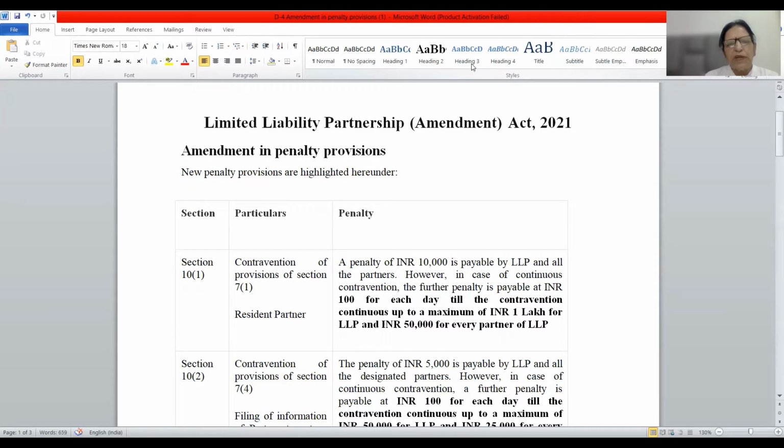Today friends, I am going to take up LLP Amendment Act 2021. There are a number of provisions and amendments which took place under this act, and there are certain amendments which took place in penalty provisions also. So in my today's video class, I am going to take up these amendments in the penalty provisions. All these penalty provisions are before you in tabular form. I'll discuss all the provisions one by one. Let us start now.